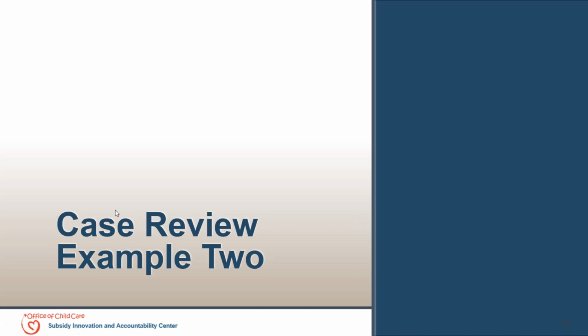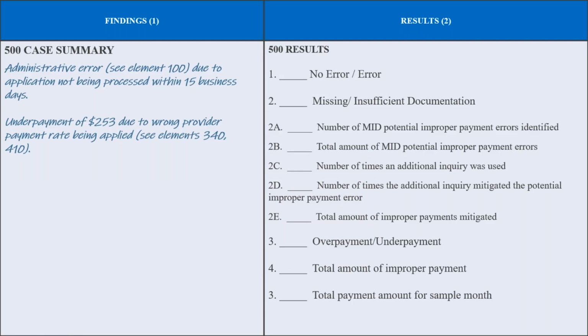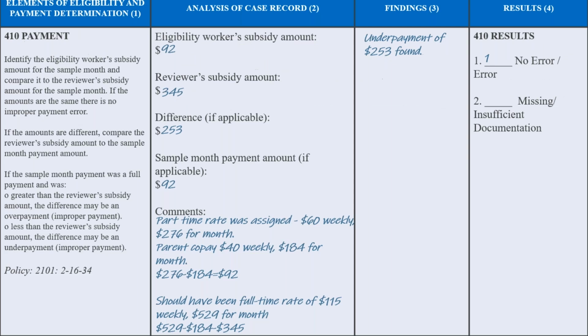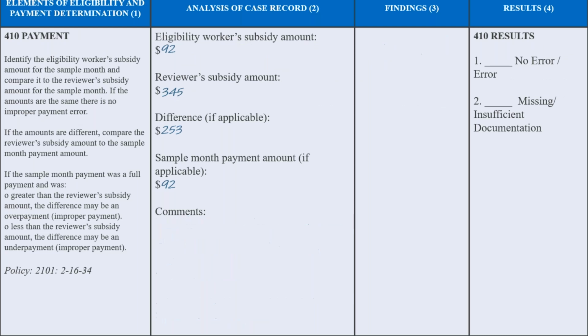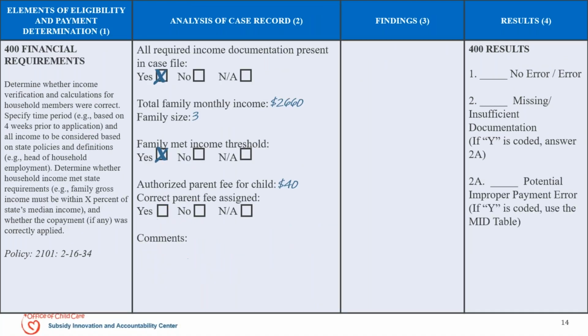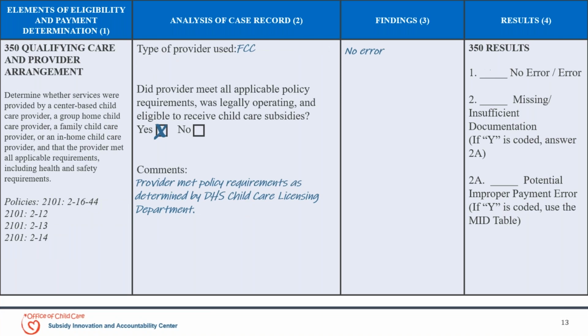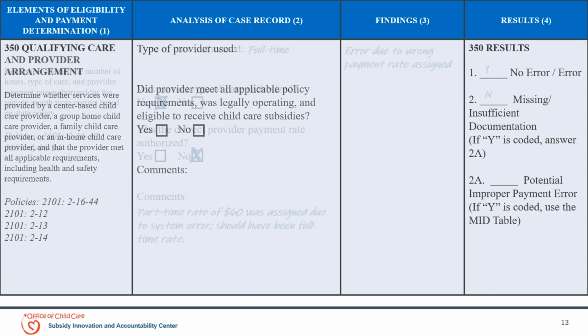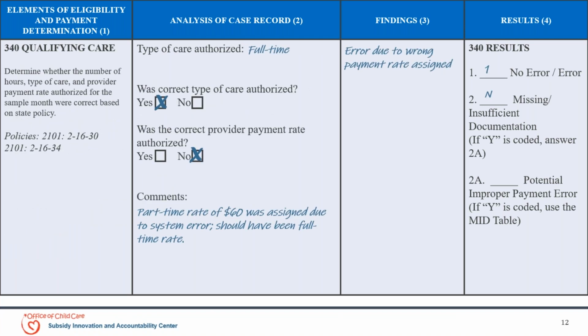All right, actually, I just got a question or comment that came in, so I'm going to go back a few slides. All right, bear with me. Right, so I'm going back to element 340. And if you recall in this example, it turns out that there was an error due to the wrong payment rate being assigned. In column 3 here, I've noted that there was an error due to the wrong payment rate being assigned.